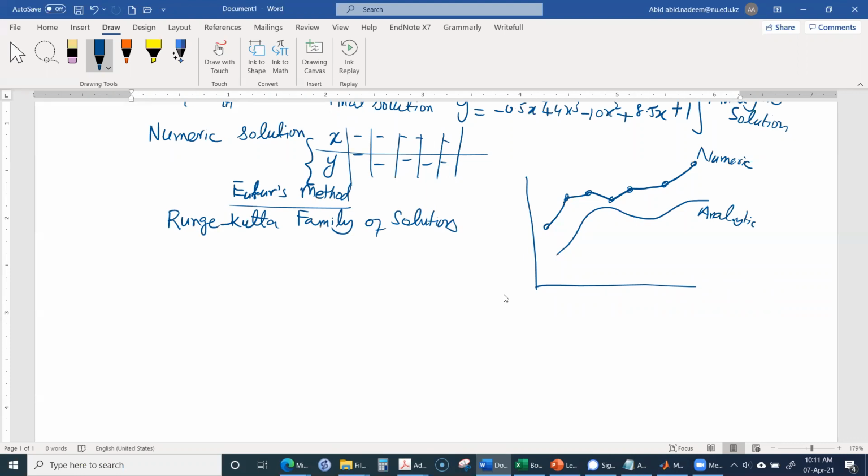Okay, so for Euler's method, we have this basic equation: y_{i+1} is equal to y_i plus f of x_i, y_i times h. But remember that f of x_i, y_i we can actually find from this equation, because this is the given equation, dy over dx is equal to f of x_i, y_i.